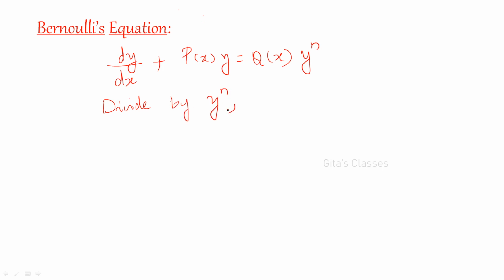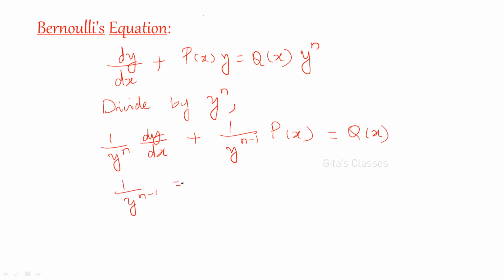Dividing by y power n throughout this equation and substituting, what will you get here? 1 by y power n into dy by dx plus 1 by y power n minus 1 into p of x is equal to q of x, right? So here, whatever you have, 1 by y power n minus 1 is equal to z, or you can write z is equal to y power 1 minus n, right? Whatever you have as the coefficient of p of x, this should be substituted as z.